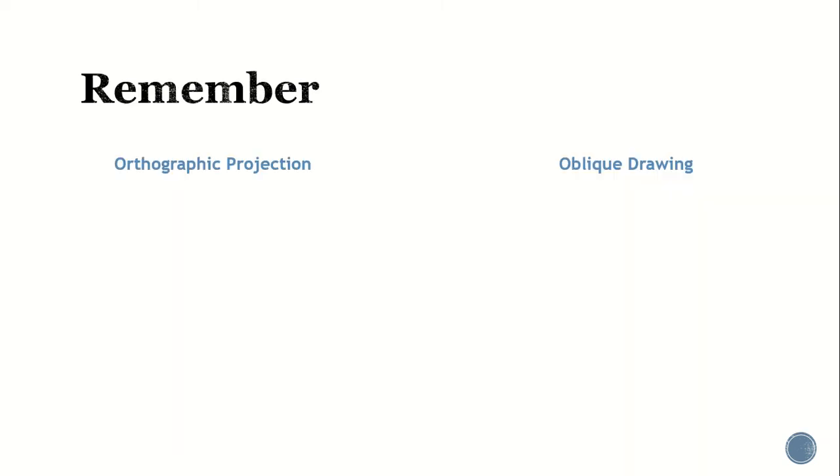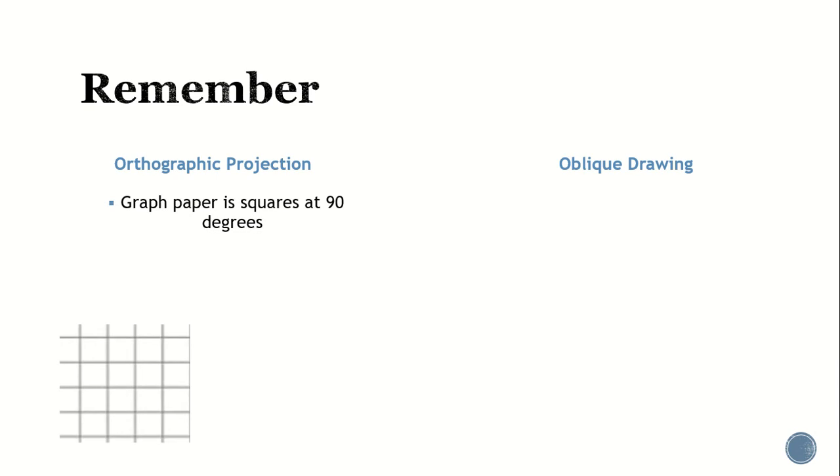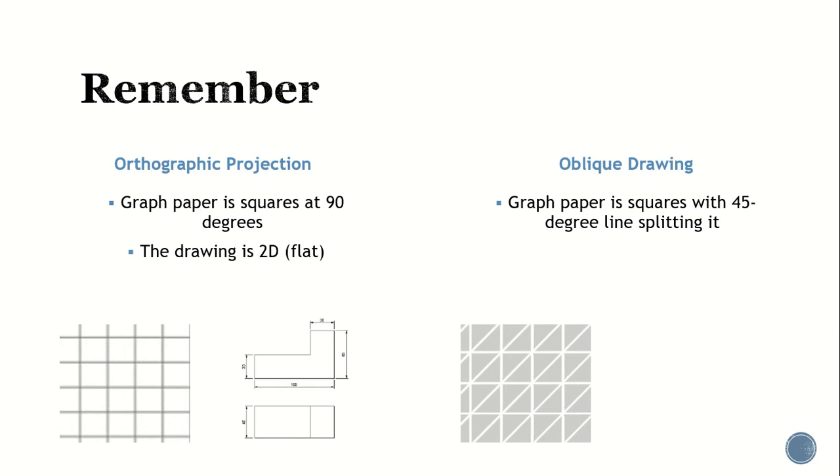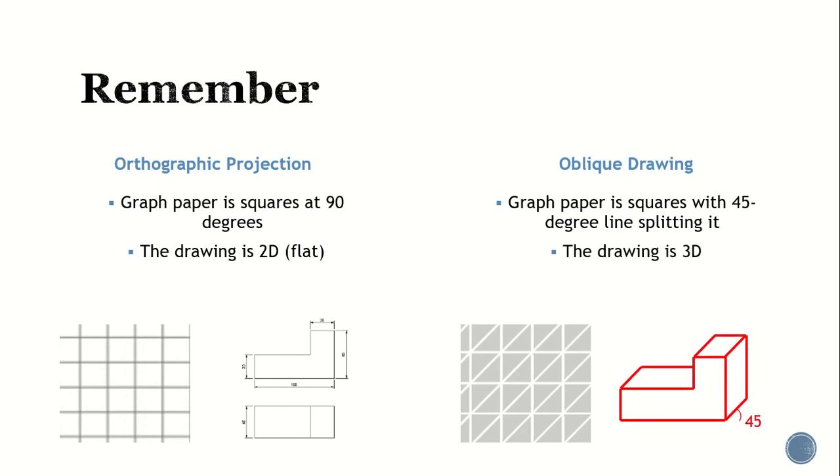Remember, in orthographic projection, graph paper is at squares of 90 degrees, while in oblique drawing they are squares with a 45-degree line splitting it from the middle. The drawings in orthographic projection are 2D, meaning they are flat. However, if I look at an oblique drawing, it is 3D.